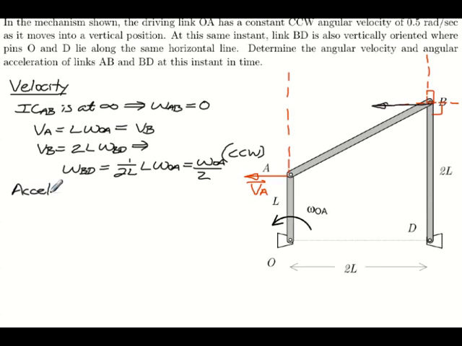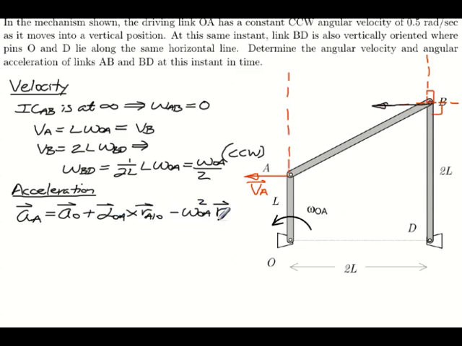Acceleration, not quite as easy. What we'll do, though, is use the usual procedure of doing it link by link and saying that the acceleration of A is equal to the acceleration of O plus alpha OA cross with the vector which goes from O to A, minus omega OA squared, we know that, times the vector which goes from O to A. O is a pin. Omega OA is known to be a constant. So the acceleration of A is simply minus omega OA squared times the vector from O to A, which is an LJ.